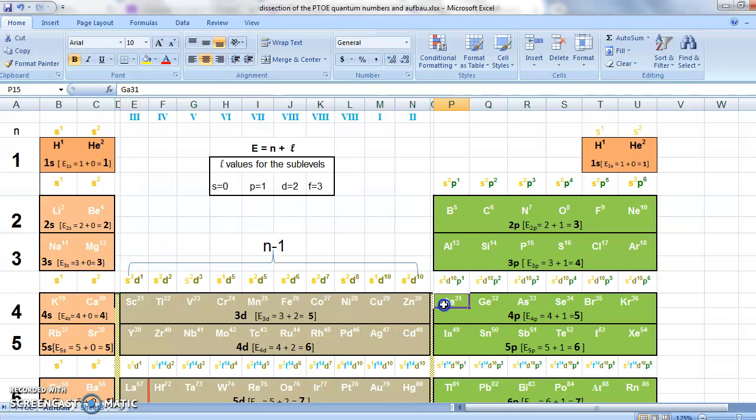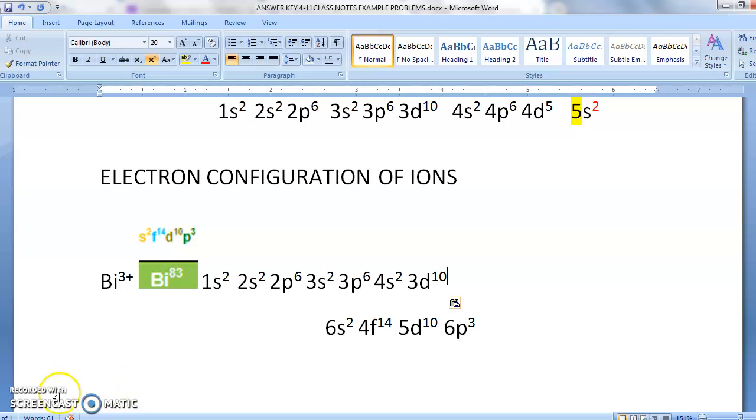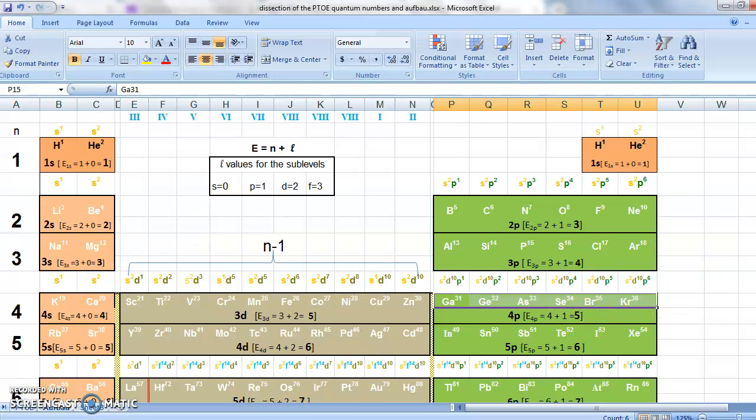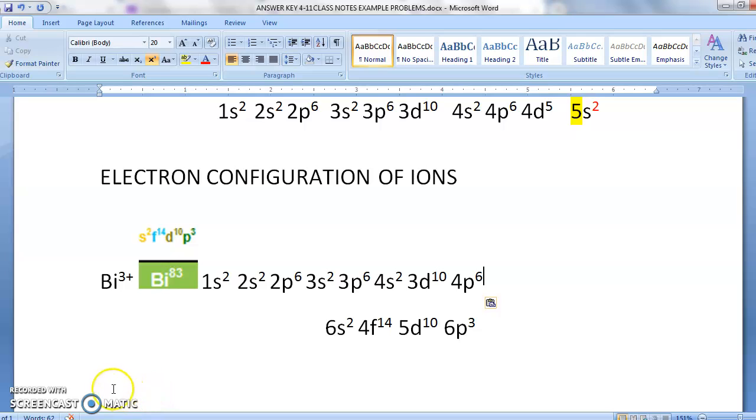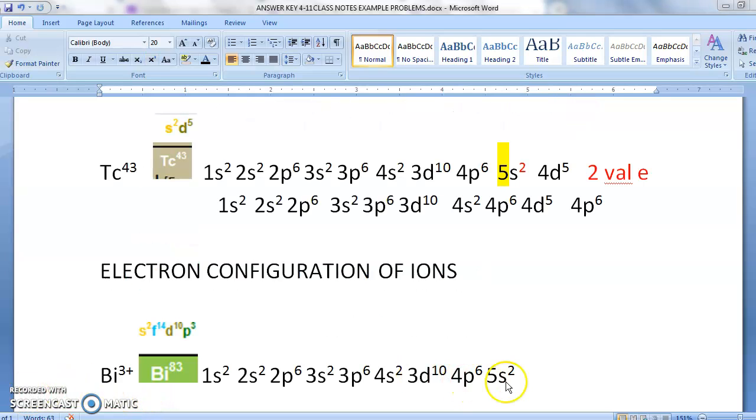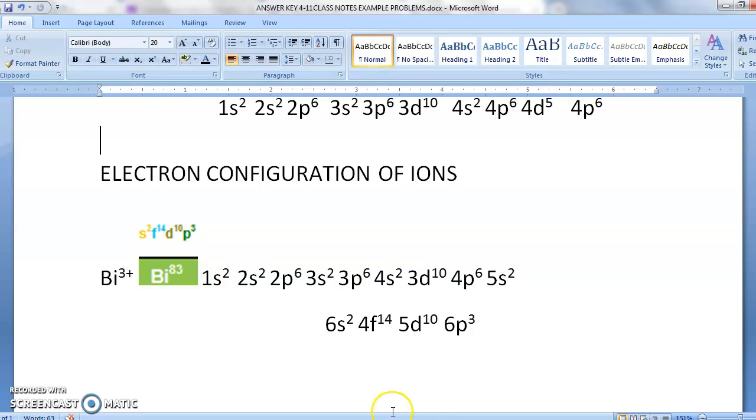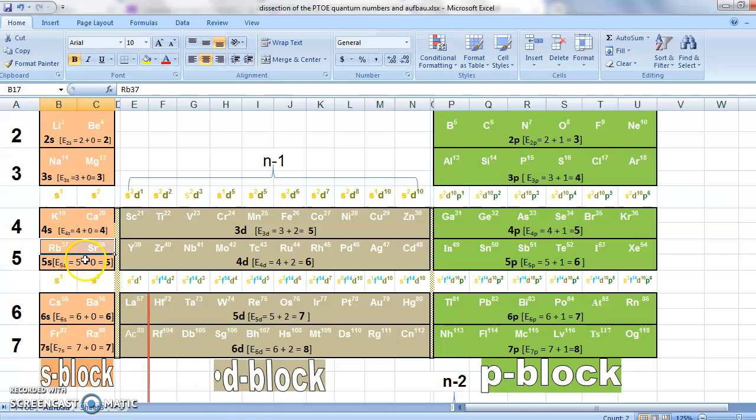After number 30 is 31. 31 through 36 is the 4p. So I type 4p right on my electron configuration. After typing 4p6, I return again to the periodic table of elements. After number 36 is 37 and 38. That's the 5s. There's 2 elements in the 5s. So I'm going to come back over here and type in 5s2. After typing 5s2, I'm going to return to the periodic table. I'm right here, 5s2. After number 38 is 39.